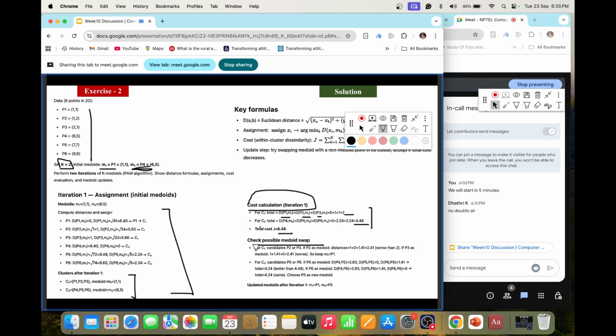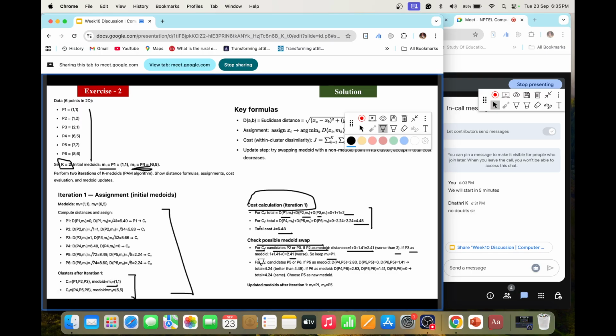How will we do it for c1? The candidates are p2 or p3. If p2 is the medoid, the distance is coming 2.41, that is worse than 2. With p3 as medoid, the distance is also coming 2.41. So definitely we will not change m1. This centroid we will not change.